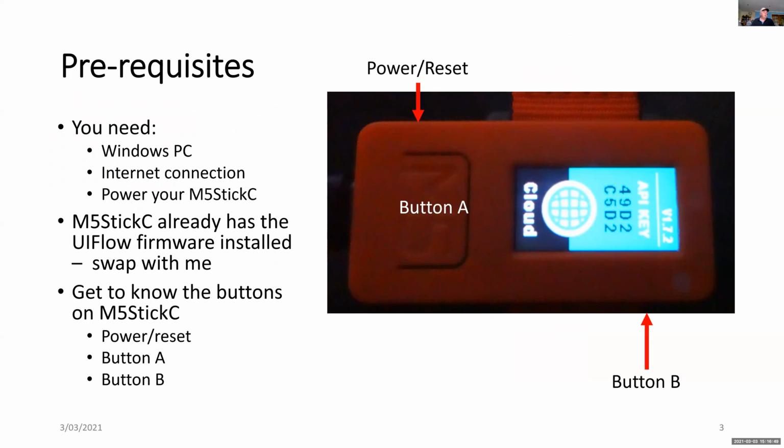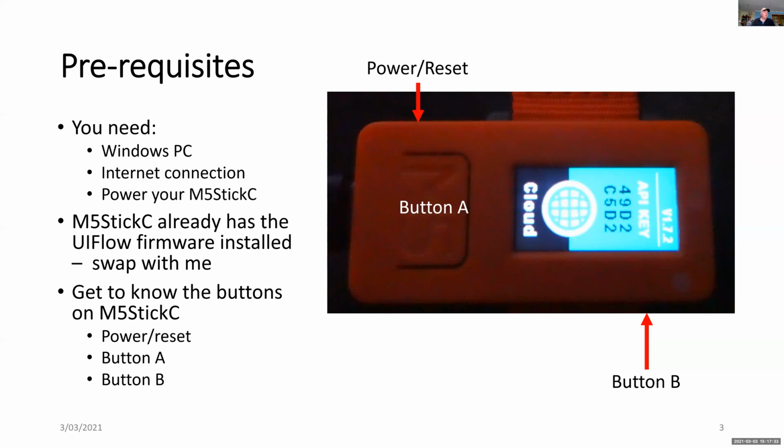Okay, so here are some of the prerequisites. You need a Windows PC, and it should be using the latest version, that is Windows 10, and it should be using an x64 operating system with an x64 processor. You need to have an internet connection, and you need to have power on your M5StickC. You can do that either with the battery if it's powered up, or alternatively, you can use the USB connection to provide that power.